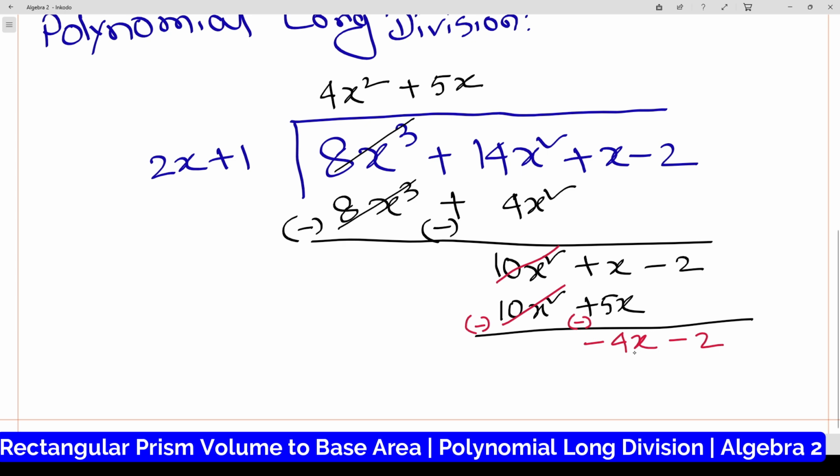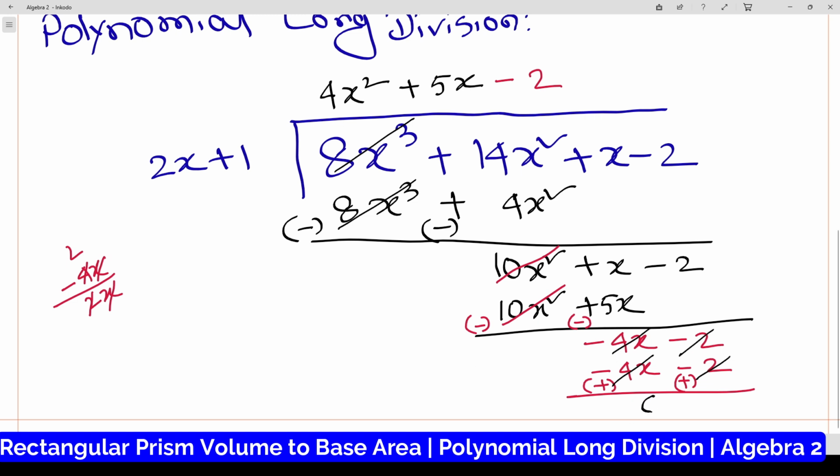Now minus 4x divided by 2x is minus 2, right? x and x are out, so 4 divided by 2 is 2, and it would be minus 2. So minus 2 times 2x is minus 4x, and minus 2 times 1 is minus 2. Now the signs will be changed, plus and plus. Minus 4x plus 4x is out, minus 2 plus 2 is out, and here is a 0.